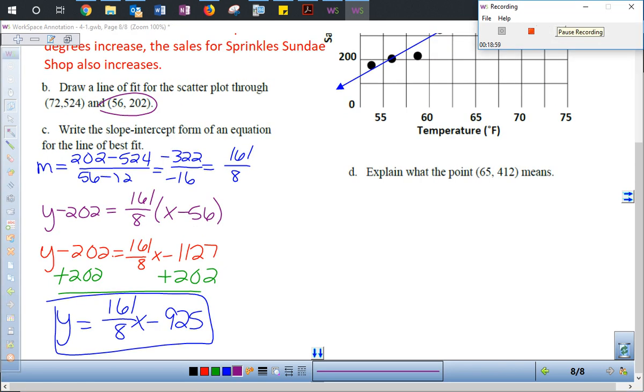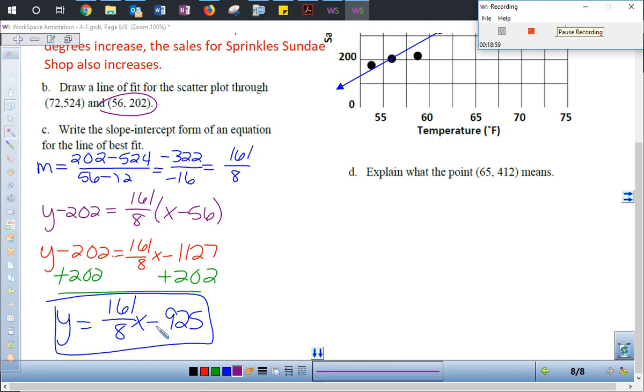Alright, hopefully when you found the slope between those two, you got a negative 322 over negative 16, which simplifies to 161 over 8. Then I put it into point slope form and got y minus 202 equals 161 over 8 times the quantity of x minus 56. I distributed and added 202 to each side, and I got y equals 161 over 8 times x minus 925.